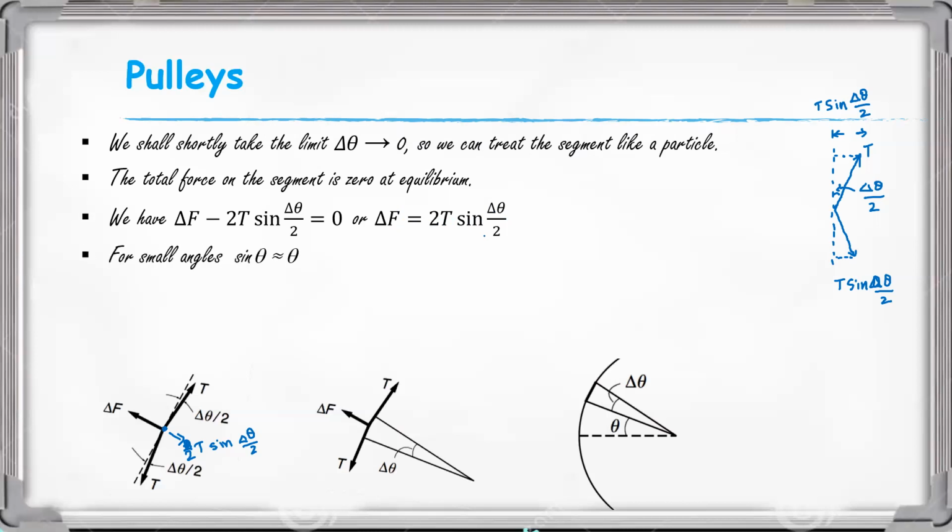Okay, for small angles, we know that sine theta is approximately equal to theta, or here we can write sine delta theta divided by 2 is approximately equal to delta theta by 2. Then delta F becomes 2T into delta theta divided by 2, or T delta theta. We have obtained that delta F is equal to T delta theta.